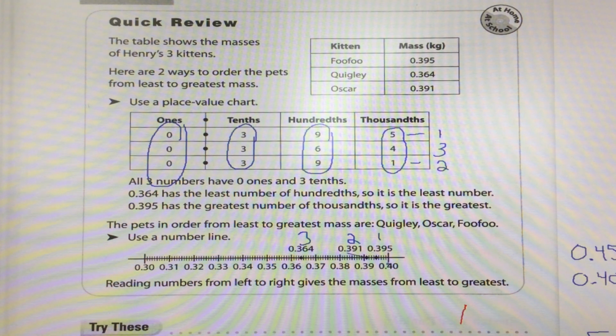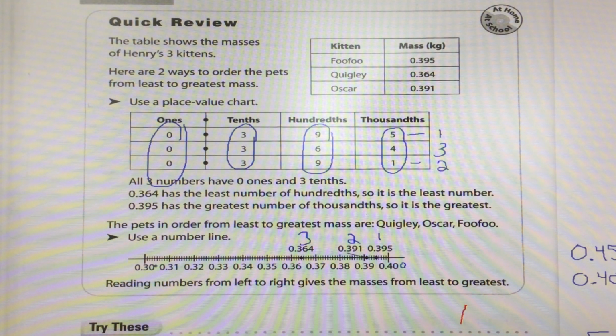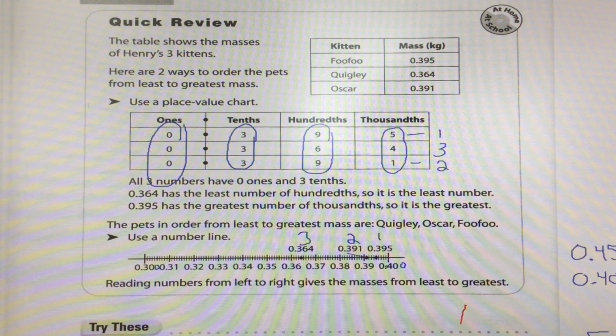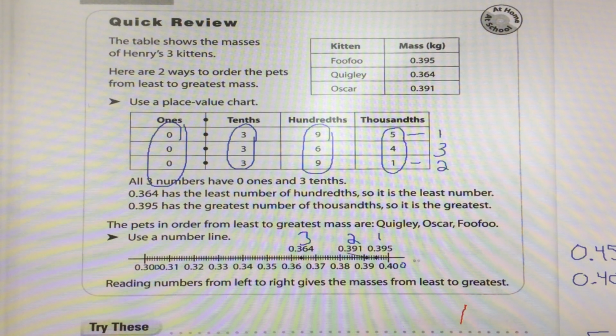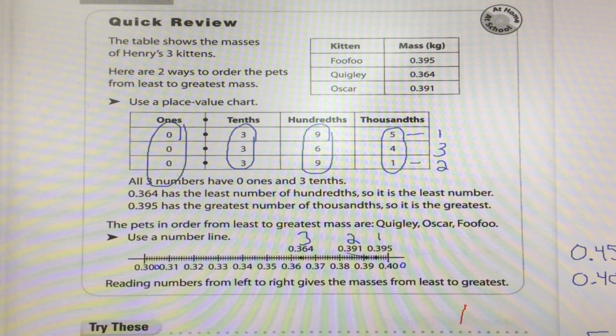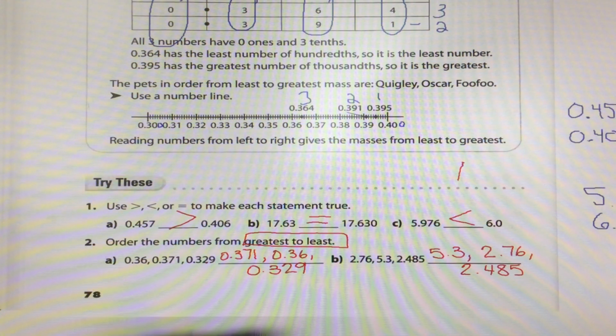So this decimal, 0.40, would be equivalent to 0.400. And if we make it that way, it's easier to compare 395 thousandths on that number line from 300 thousandths to 400 thousandths. So this lesson is fairly easy to go through.